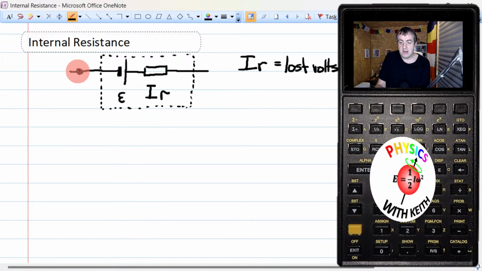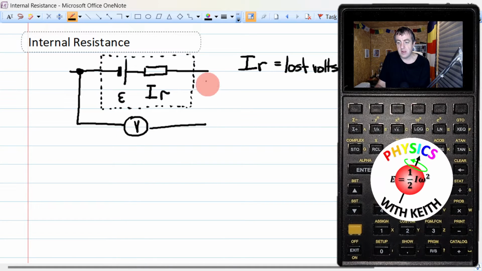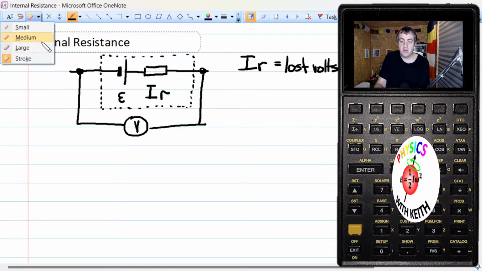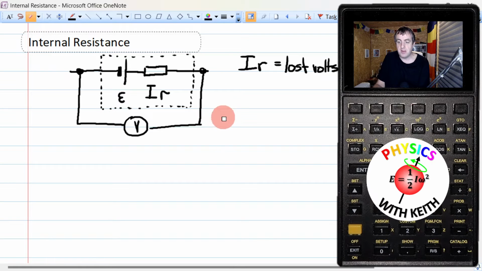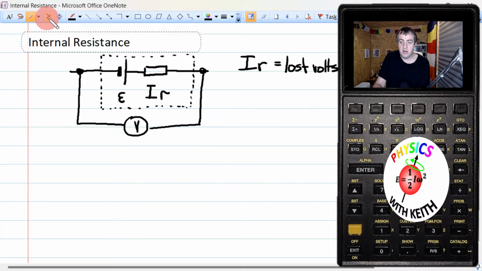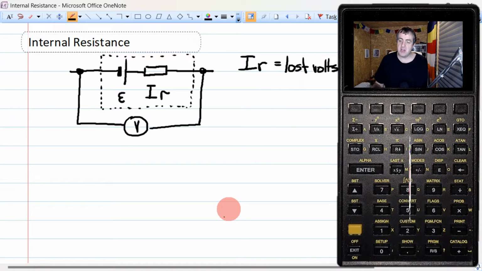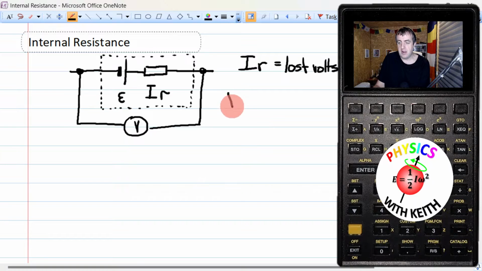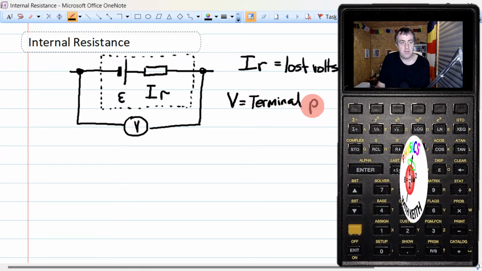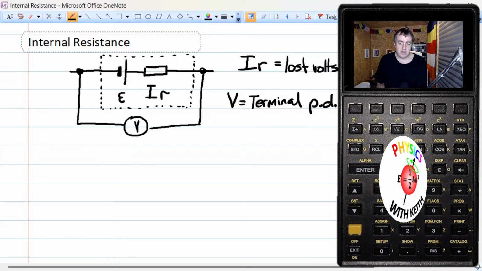Now, if I were to connect a voltmeter across this power supply, like this, I would be measuring what we call the terminal potential difference. Terminal because it's between the terminals of the power supply. That's what the word terminal refers to there, not terminal as in the end of one's life. So that terminal potential difference, V, I'll add that label in here, terminal PD. That's what you would measure if you took a voltmeter and just connected it directly across a power supply.